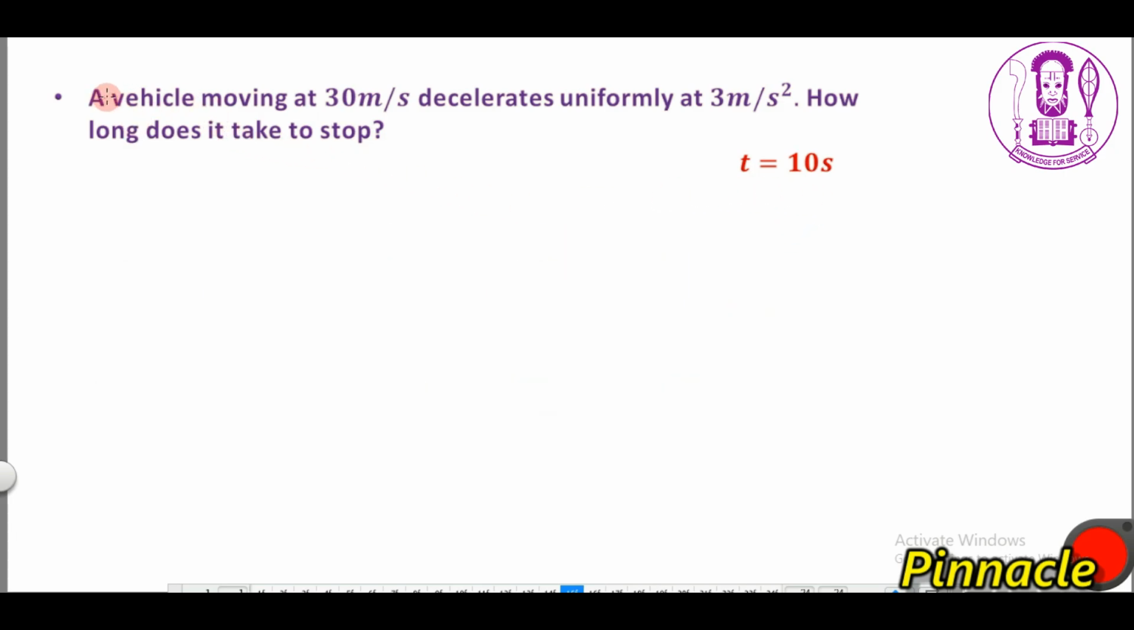So the question again is, a vehicle moving at 30 meters per second decelerates uniformly at 3 meters per second square. How long does it take to stop? The first thing we want to do here is to bring out our parameters. So first of all, we have the velocity: a vehicle moving at 30 meters per second. So our velocity is equal to 30 meters per second.